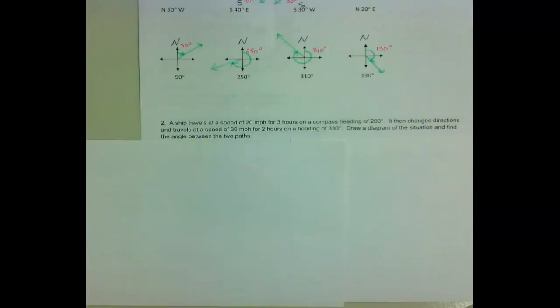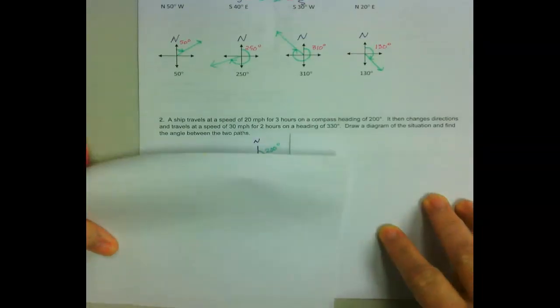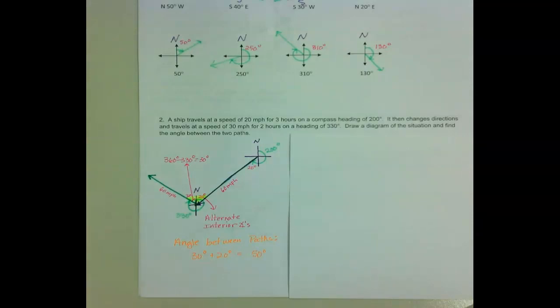On problem 2, a ship travels at a speed of 20 miles per hour for 3 hours on a compass heading of 200 degrees. It then changes direction and travels at a speed of 30 miles per hour for 2 hours on a heading of 330 degrees. Draw a diagram of this situation and find the angle between the two paths. So here is my diagram.